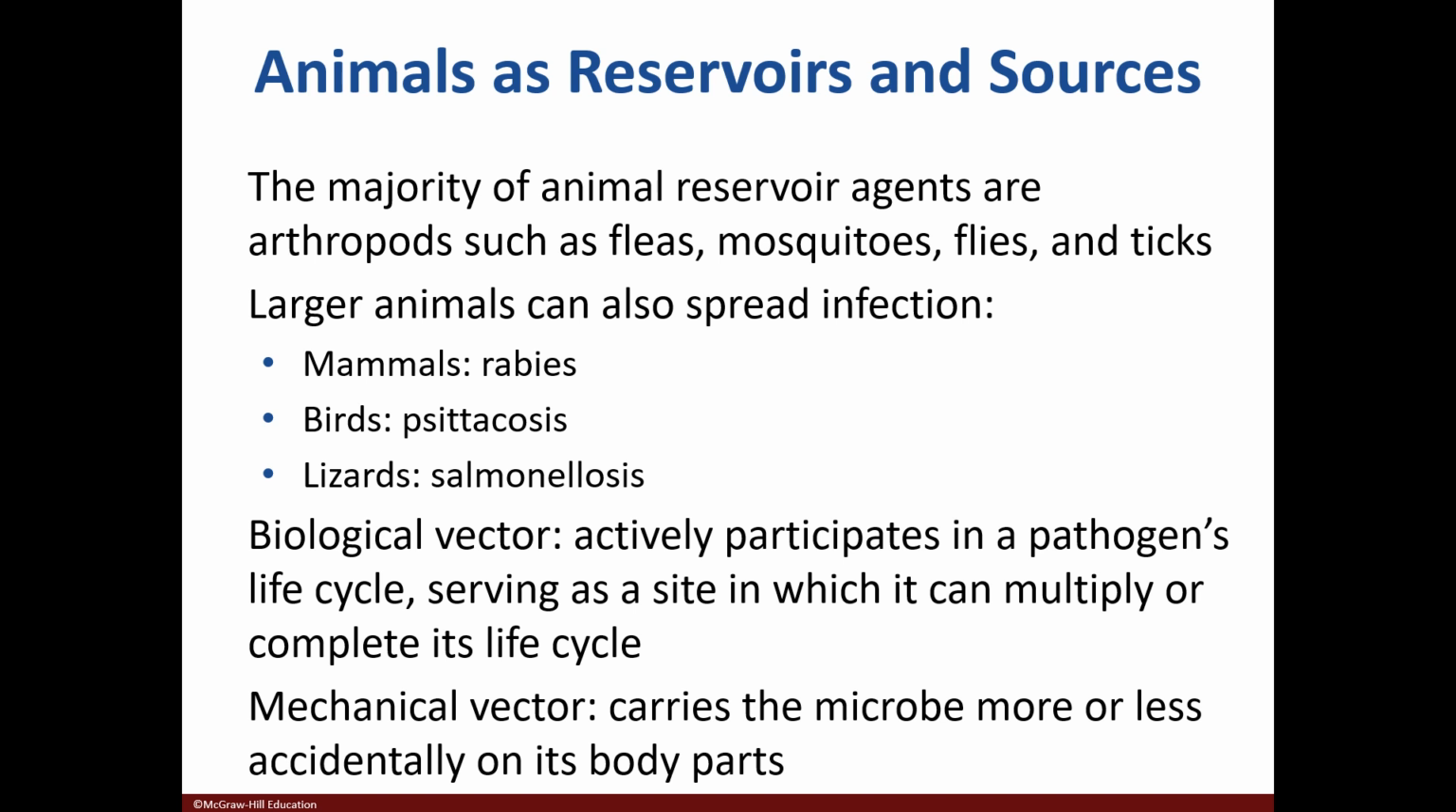Animals like fleas, mosquitoes, flies, and ticks can also serve as reservoirs. Larger animals, however, can spread the infection. This includes mammals spreading rabies. A biological vector is one who the pathogen uses in its life cycle. A mechanical vector accidentally carries the microbe, like a fly picking up microbes on its legs.